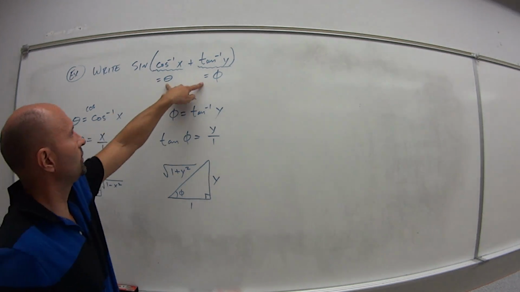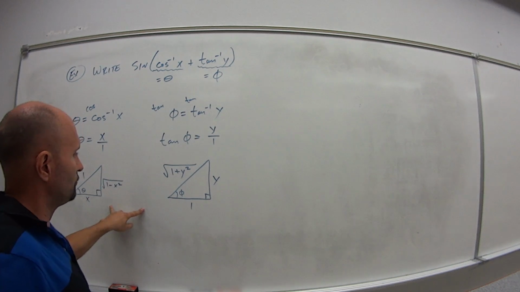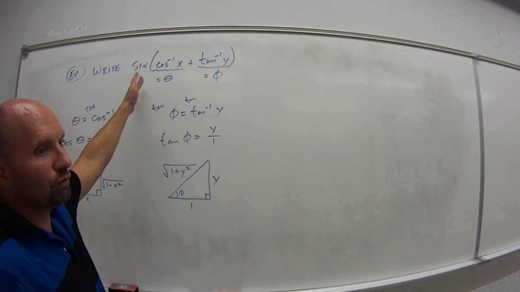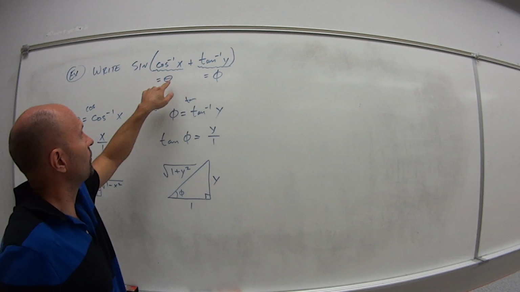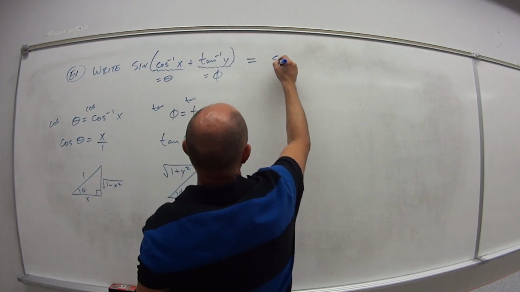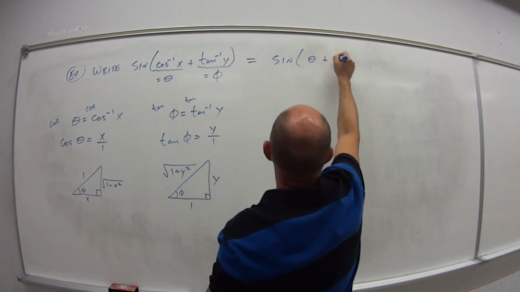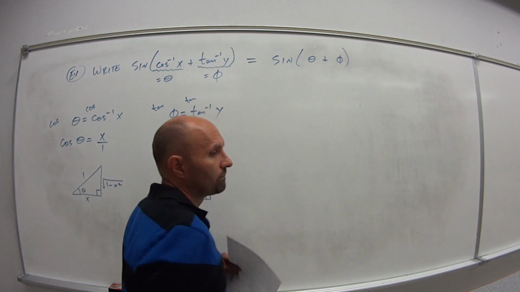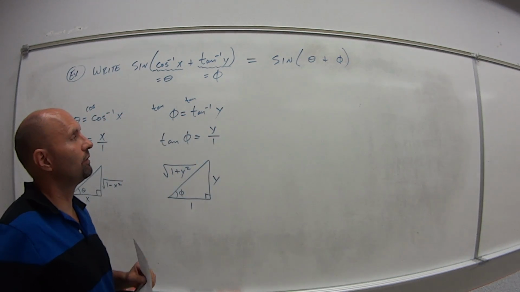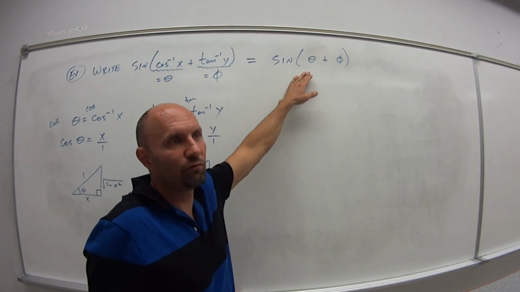So I've substituted, calling this theta and phi, built my two triangles. Now what I want to do, just as I did when I only had the one function, is rewrite this first one. So what I really want to find out is what? I want to find out sine of theta plus phi. That's really what I'm trying to solve here. So this is what? This is a sine addition formula.